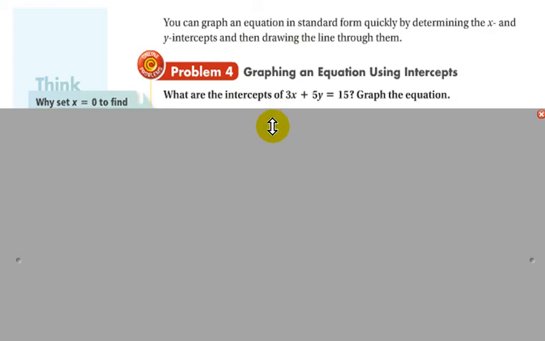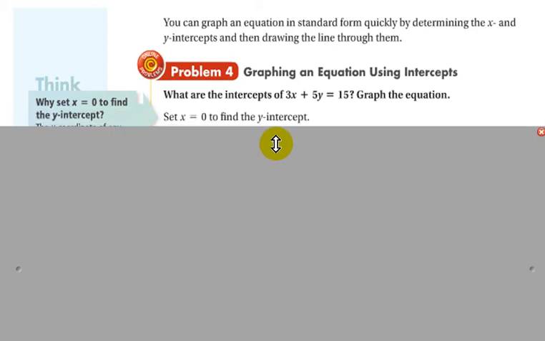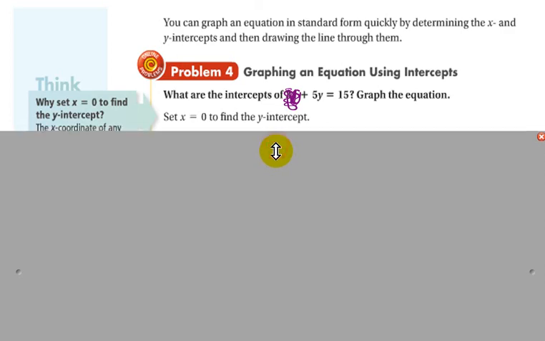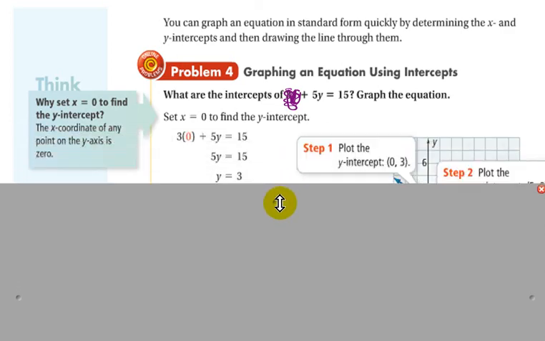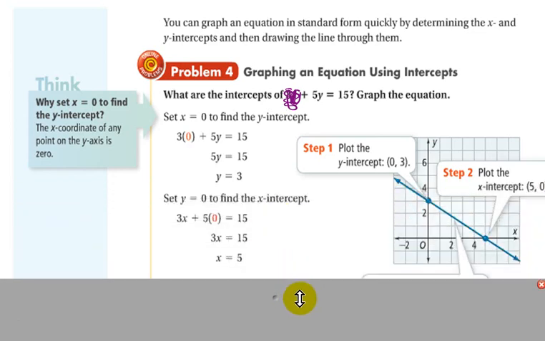So let's look. What are the intercepts of 3x plus 5y equals 15? And then graph it. To find the y-intercept, we're going to set x to 0. So when you do, the x terms go away, and you have 5y equals 15. Well, that's just a one-step equation. Y equals 3. So now plot your y-intercept. Go to 3 on your y and plot that.